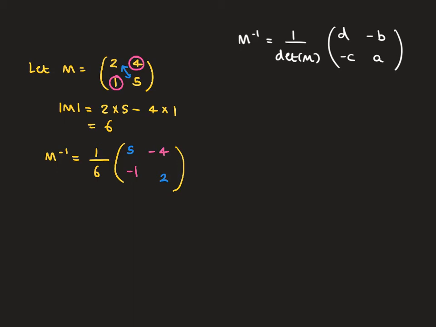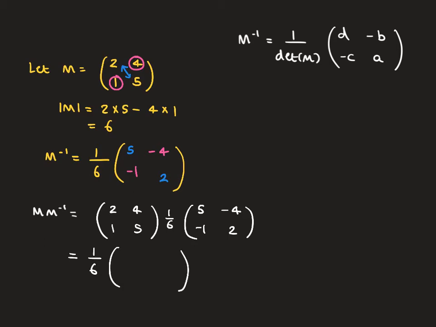Now, let's test this out. We're going to work out M multiplied by M minus 1. So that's 2, 4, 1, 5 multiplied by 1 over 6, which we can just put anywhere, 5, negative 4, negative 1, 2. So I'm going to pull the factor of a sixth out, and we're then going to do the formal matrix multiplication of these components here.